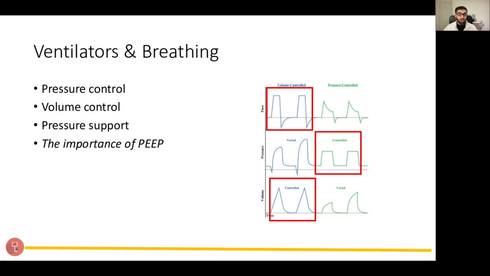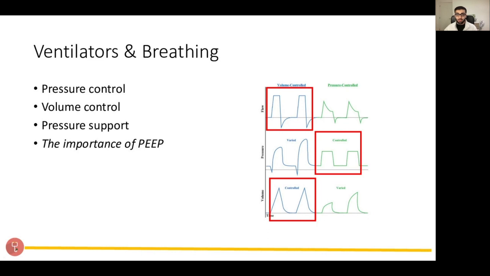Pressure support is unique because it increases the patient's own inspiratory effort to the desired level that you want. So it just supplements a patient's breathing, and it's really useful for patients who are being weaned off ventilation or for patients who have their own respiratory drive that you just want to give a little boost to. That's often one that you might see a bit more.